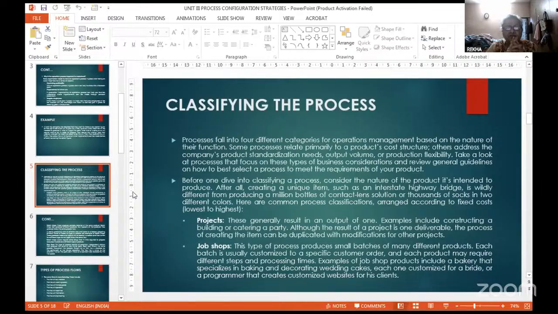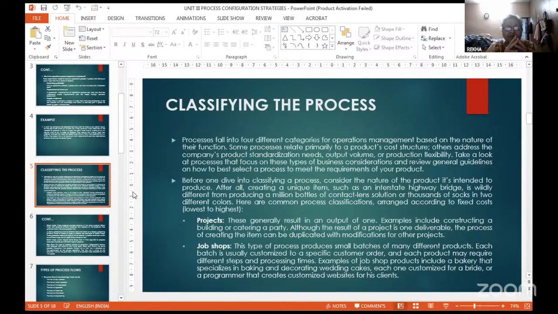Processes fall into four different categories for operations management based on the nature of their function. Some processes relate primarily to a product's cost structure, others address the company's product standardization needs, output volume, or production flexibility. Take a look at processes that focus on these types of business considerations and review general guidelines on how to best select a process to meet the requirements of your product.